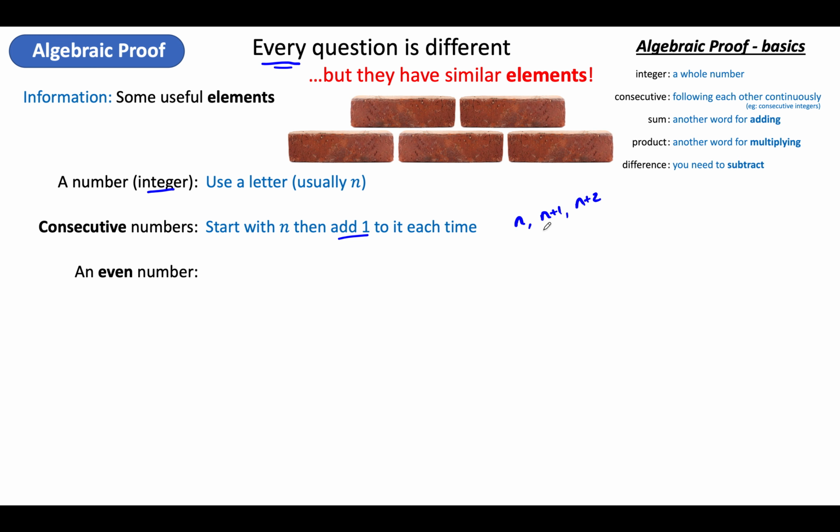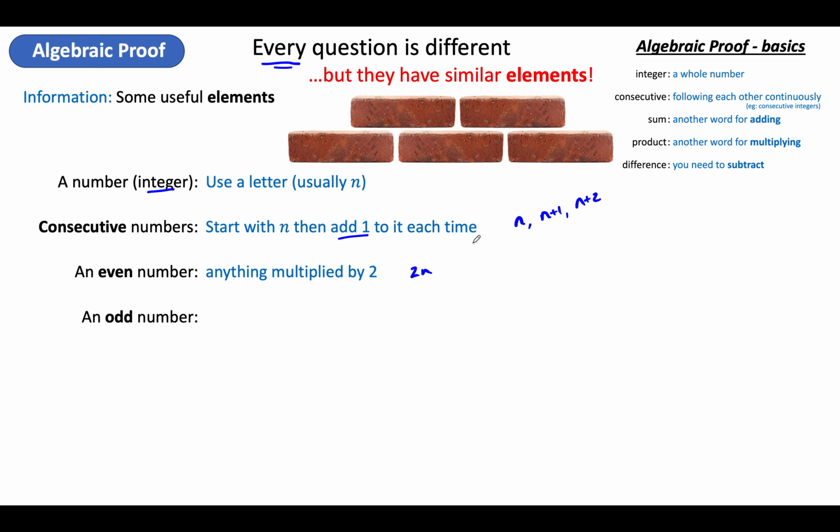An even number. Well, what is an even number? Well, all even numbers have one thing in common. They can be divisible by 2. You know, they can be divided by 2. So basically, if we multiply something by 2, it must be an even number. So, for example, if n is any number, if I do 2n, that would be an even number. Okay?